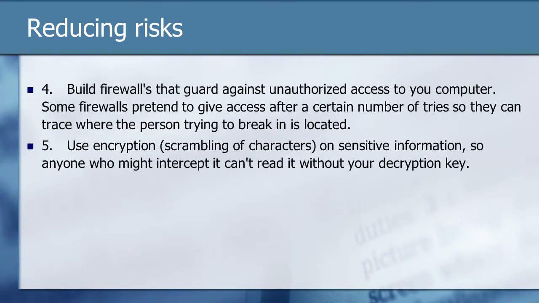Other ways to reduce risks include building firewalls that would guard against unauthorized access to the computer, and some firewalls will pretend to give a person access after a certain number of tries, but then they'll try to trace where that person is actually coming from to break into the system. Another thing that's possible is to use encryption, the scrambling of characters on any sensitive information, so anyone who might intercept it can't read it without a decryption key.